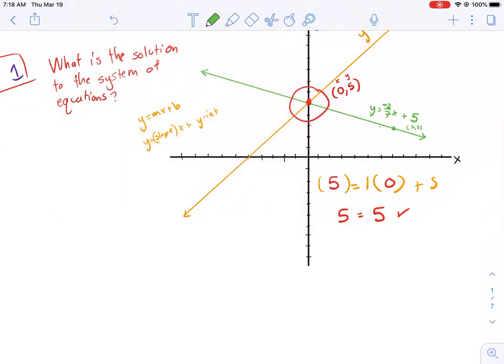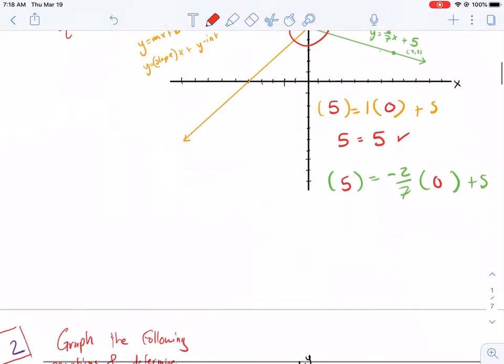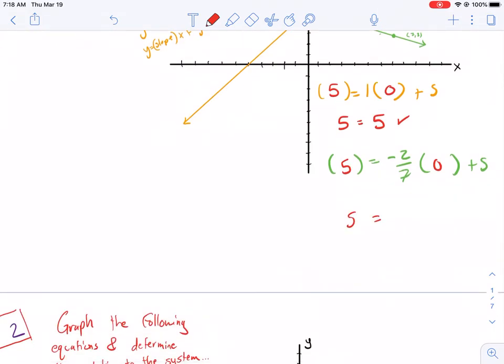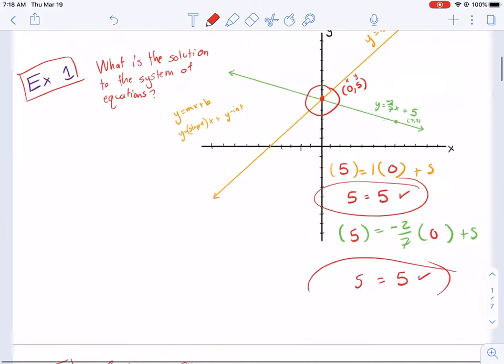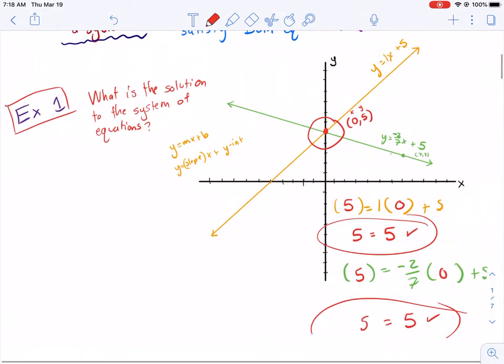So we need to plug in 5 for y, negative 2 over 7 times 0 for x, and also plus 5. All right, so let's plug in (0, 5). We get 5 equals negative 2 over 7 times 0 is 0, plus 5 is 5. Is that a true statement? Yes, it is. Because it is true for both equations, it is a solution to the system.